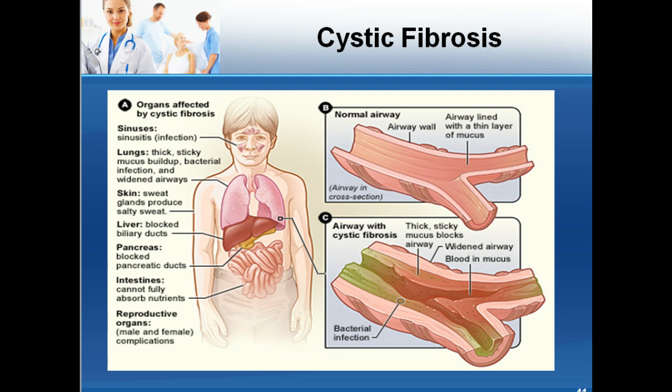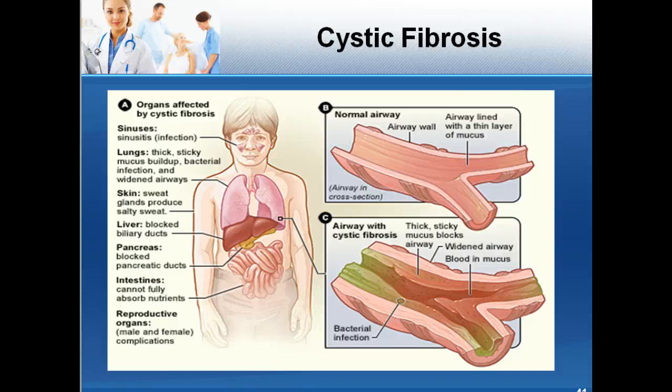They're really prone to sinus infections. In their lungs, they usually have thick, sticky mucus buildup, which makes them more prone to bacterial infections and widened airways. Their skin produces a real salty type sweat, and even in their liver, they tend to have blocked biliary ducts, blocked pancreatic ducts, and their intestines don't fully absorb the nutrition.